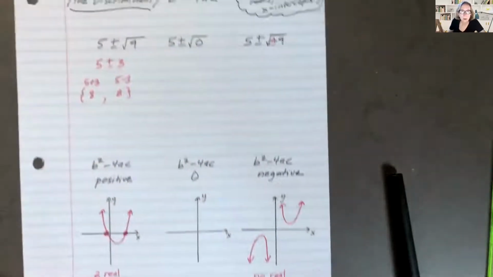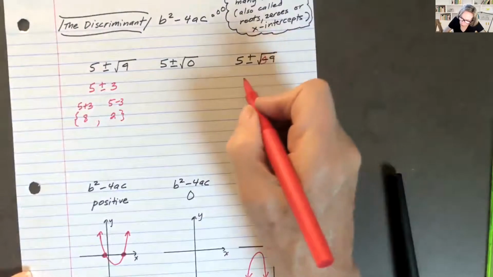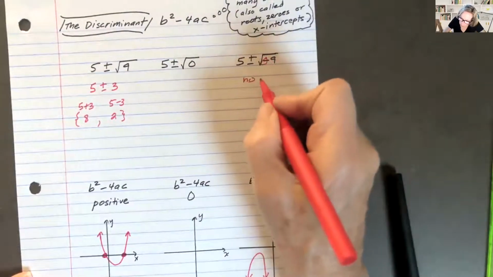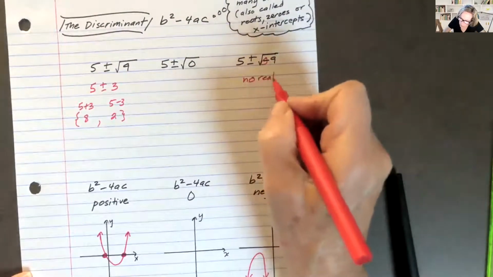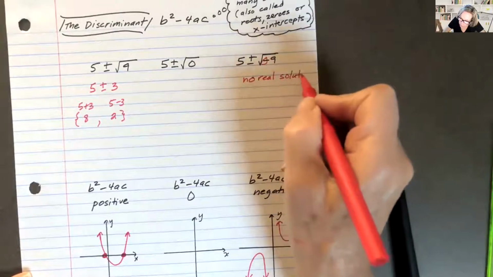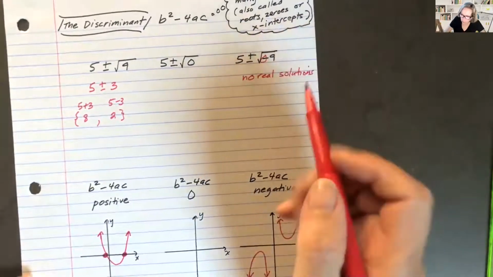Okay, so in this case, you would just be done and you'd say, I can't take the square root of a negative value, so no real solutions, if you were simplifying the quadratic formula with that.